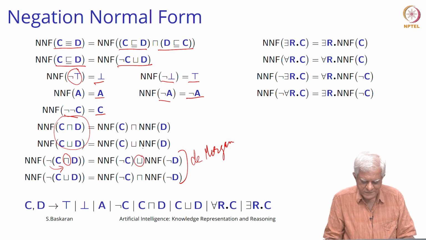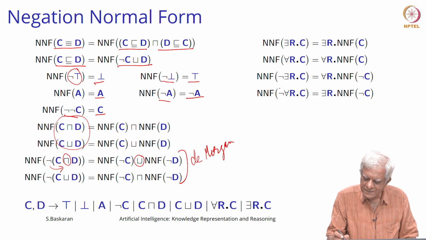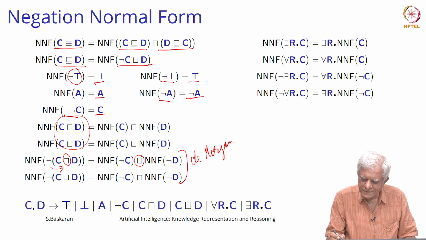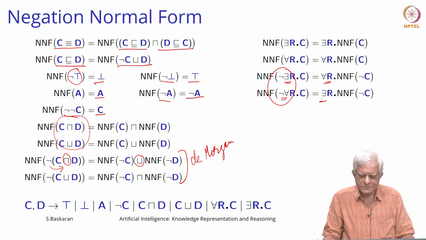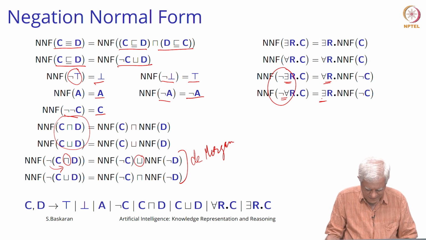So, we are used to this by now. Something similar happens for role restriction also, that once we have negation here and once we push it inside, the nature of the quantifier changes. So, for all becomes there exists and there exists becomes for all. So, that tells us how to convert everything into NNF form, and now we are ready to talk about the algorithm.